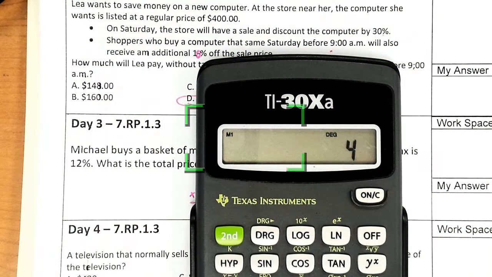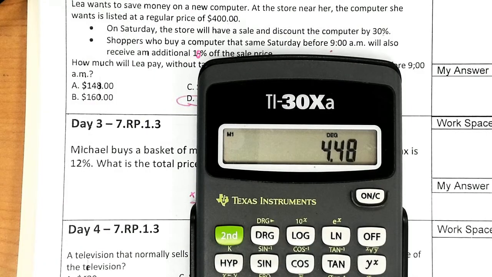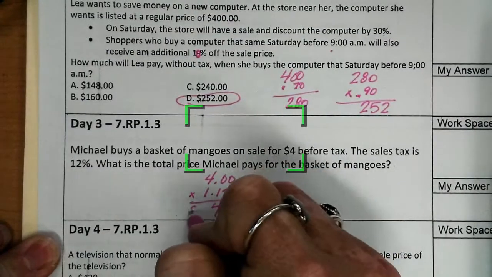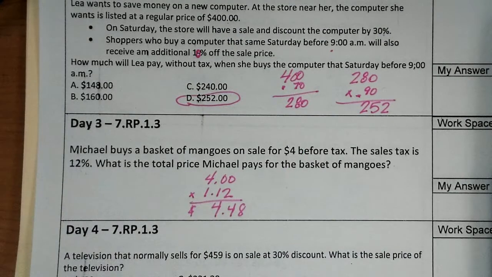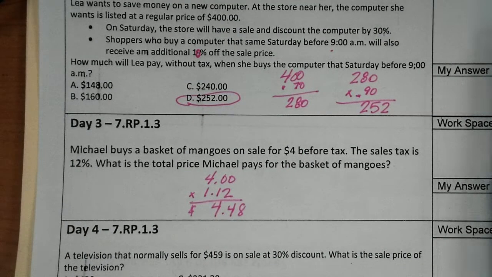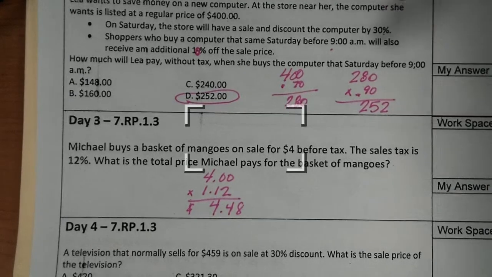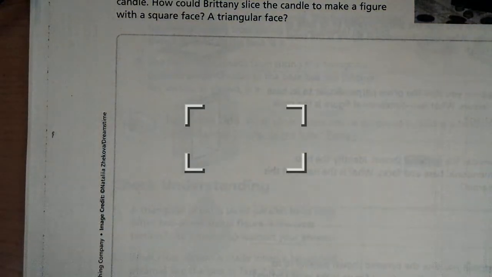So 4 times 1.12, yep, is 48 cents. So we would pay $4.48 for those mangoes. Okay? Any questions on that? Nope. All right.